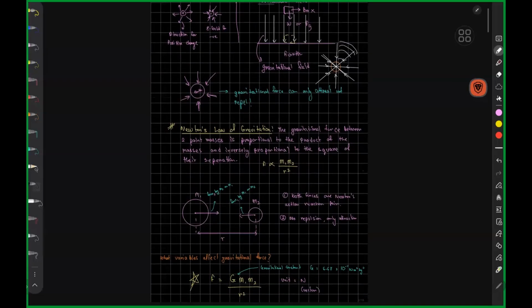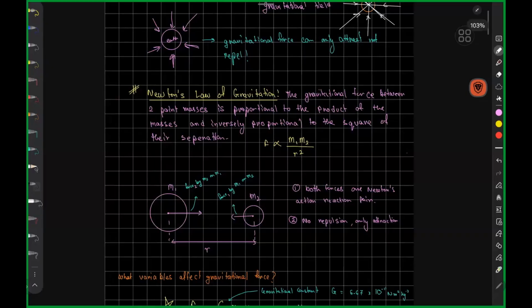Now, this is the important part. If anything, in this class, what I want you to go with is this idea of the law of gravitation, or the formula of gravitation. This is what I want you to take away from this class. What is Newton's law of gravitation? This is going to tell you how to find the force between two objects.